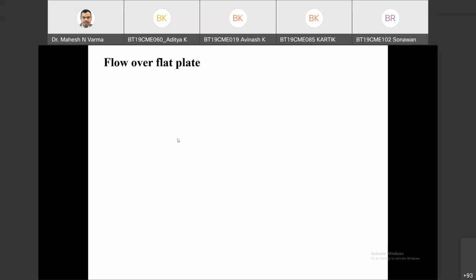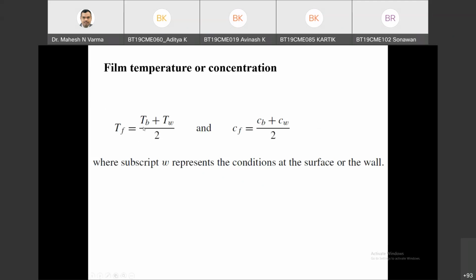And for flow over a flat plate, what will be the film temperature? It will be the average of these. So this is what you can say about film property and bulk property, and how they are defined commonly. Sometimes just the wall temperature is used as the film temperature. TW equals film temperature, CW equals film concentration. And sometimes it will be the average.